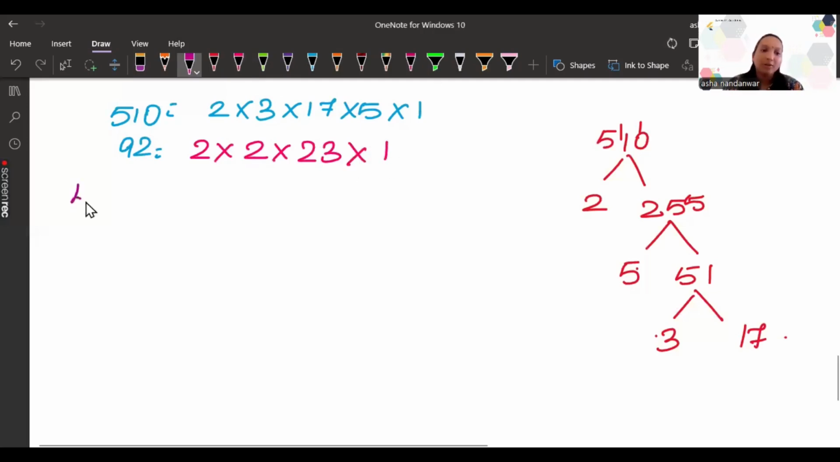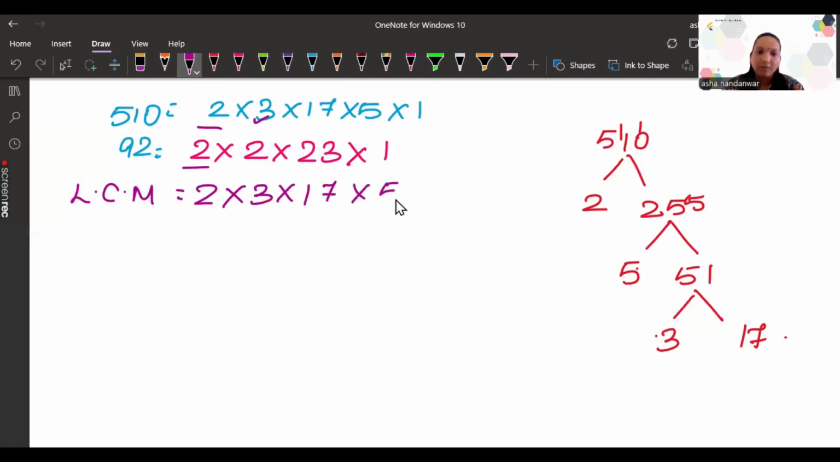Now let's try to find out the LCM of the numbers 510 and 92. For the LCM we will first take the common, and write it only once. Then we will write down all the uncommon, that is 3 into 17 into 5 into 2 into 23, because there is only one common number, which is 2. If we multiply, we are getting a very big number, which is 23460. That is the LCM.